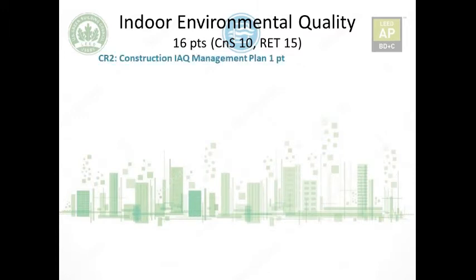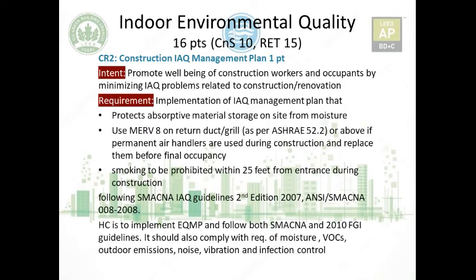Credit number 2, Construction Indoor Air Quality Management Plan, 1.4 all adaptations. Previously we have seen ESC plan, Erosion and Sedimentation Control Plan, and we have seen Construction Waste Management Plan. These plans were intended towards the environment. This IAQ is for the well-being for the construction workers and occupants by minimizing the air quality problems. The requirement is to implement the plan that protects absorptive material storage on site from the moisture. If the moisture is absorbed in the absorptive material, you know that it smells bad first.